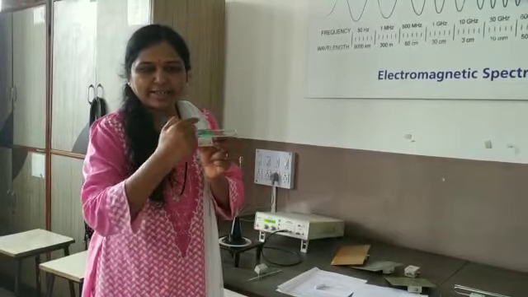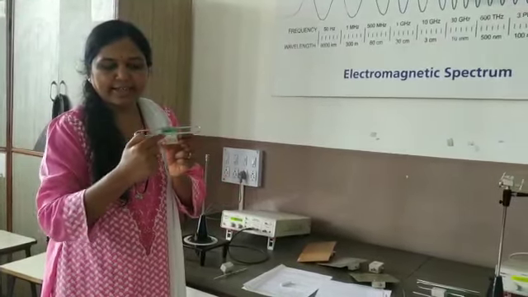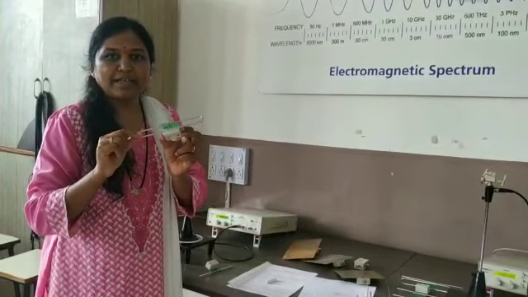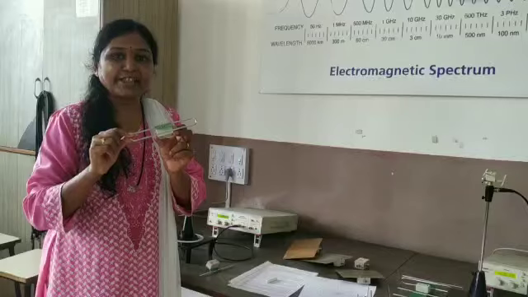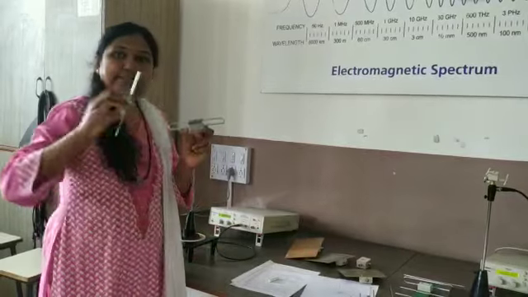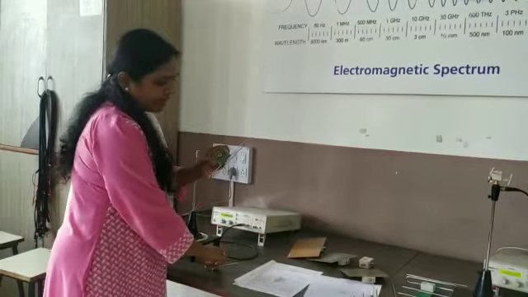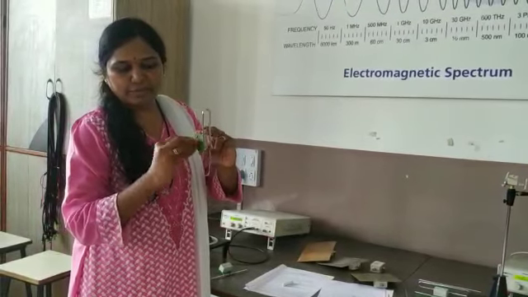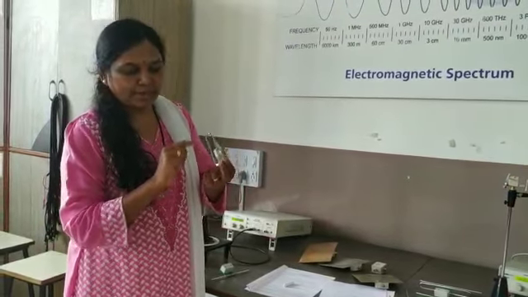Here you can clearly see this antenna is folded here, and because of this folded dipole antenna, the radiation impedance of the antenna is 4 times greater than this simple dipole antenna. Here the excitation signal is applied using this BNC connector to this antenna.